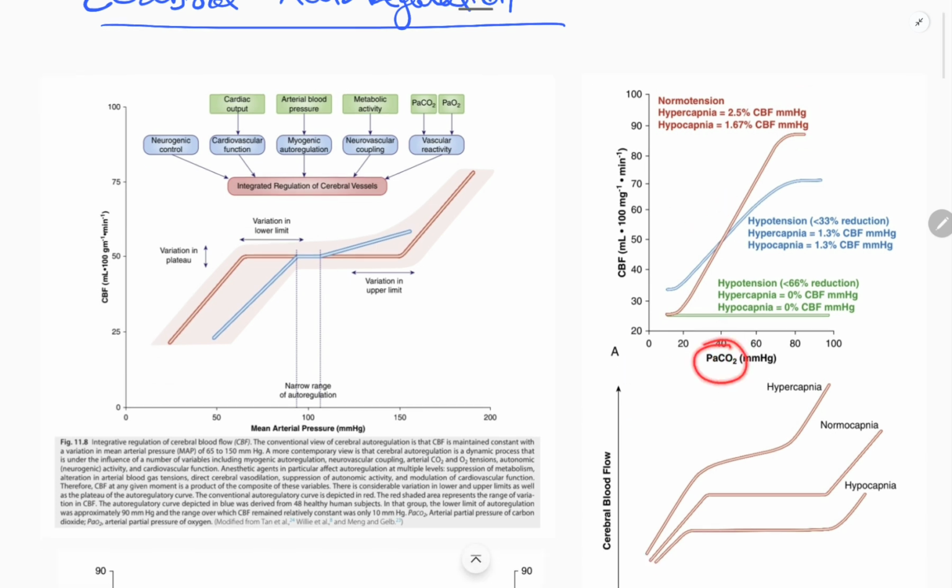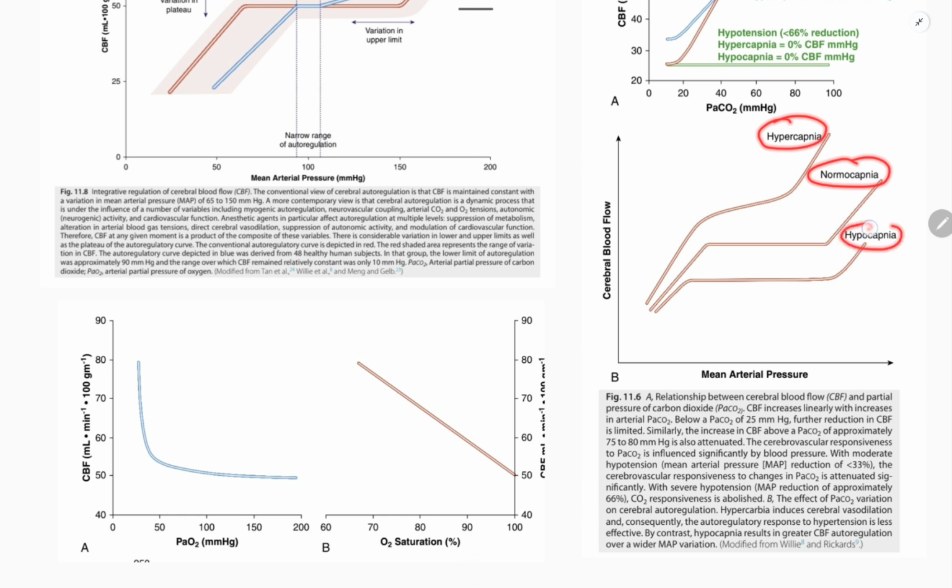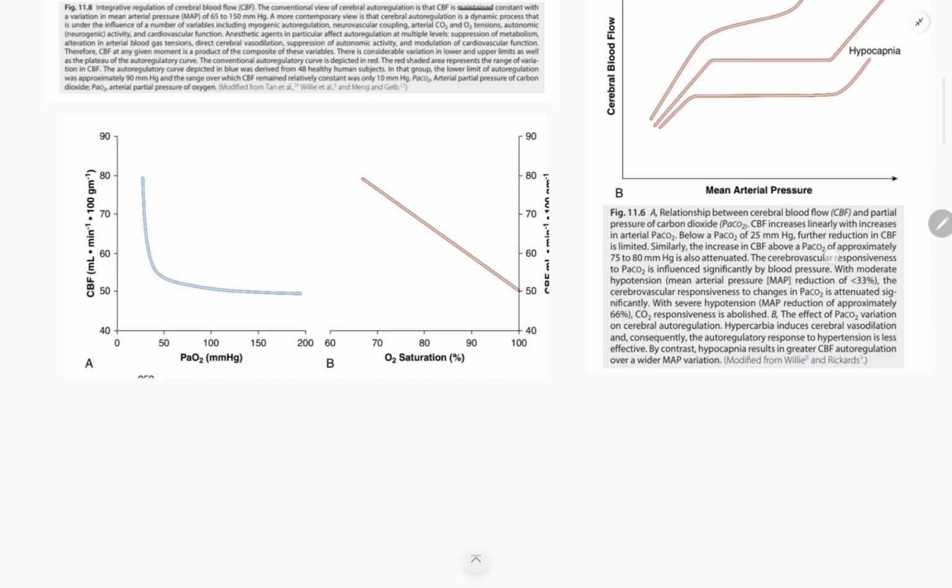This is the PaCO2 part and cerebral blood flow. As you know, as the concentration of PaCO2 rises, the cerebral blood flow will rise. It is as simple as that. In another part, for hypercapnia, normocapnia and hypocapnia: if the patient is normocapnic, your autoregulation is preserved. If the patient is hypercapnic, your autoregulation is impaired and your cerebral blood flow will be higher. In hypocapnia, cerebral blood flow will be lower. It's as simple as that.